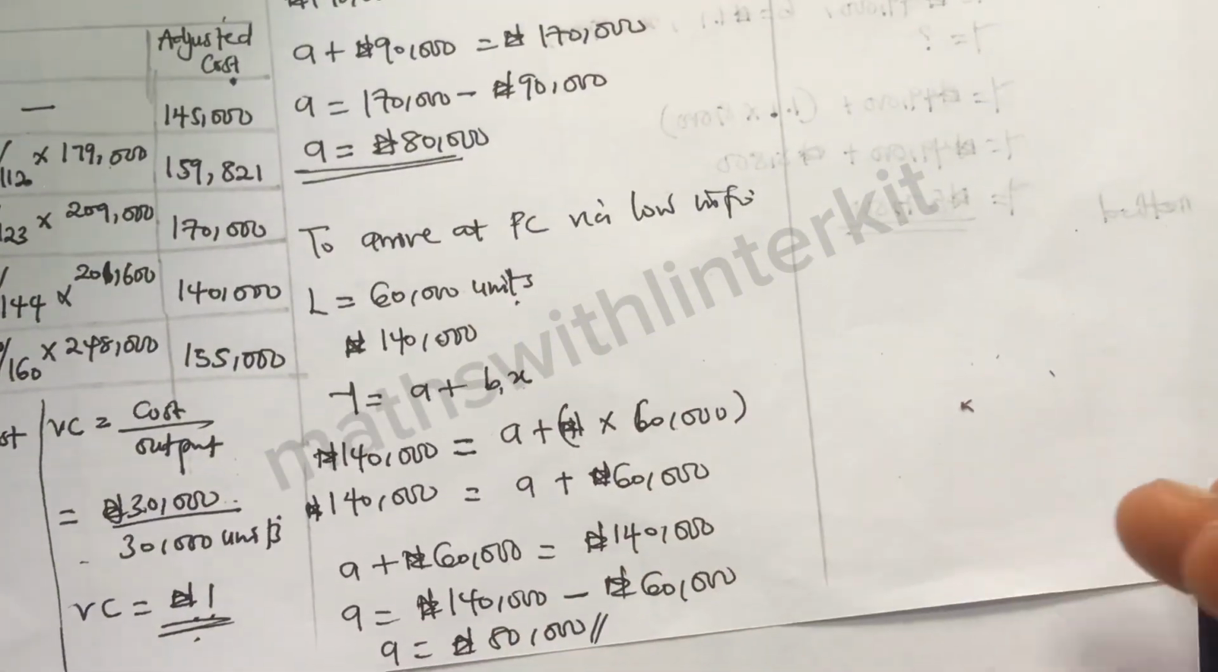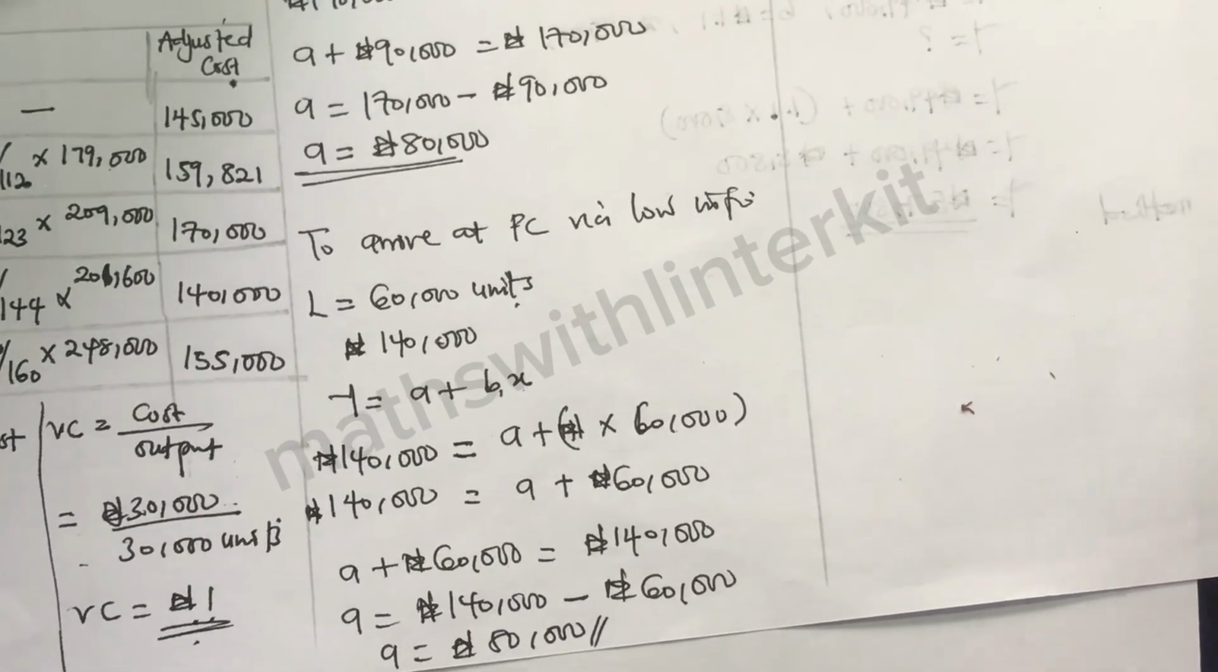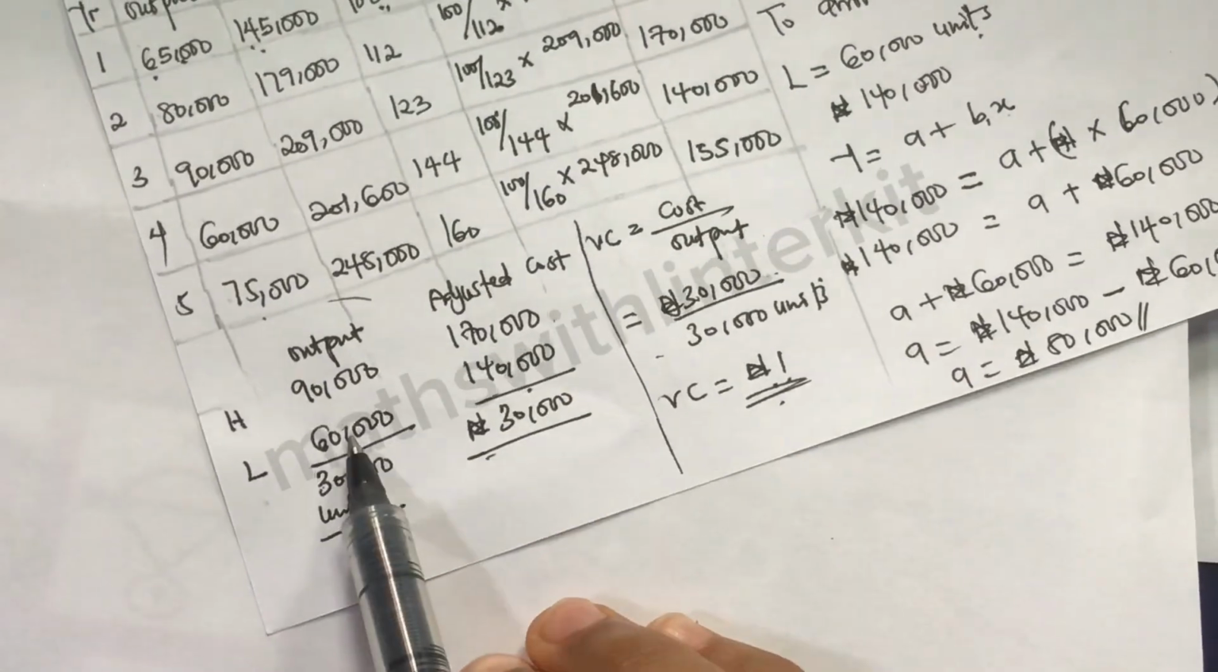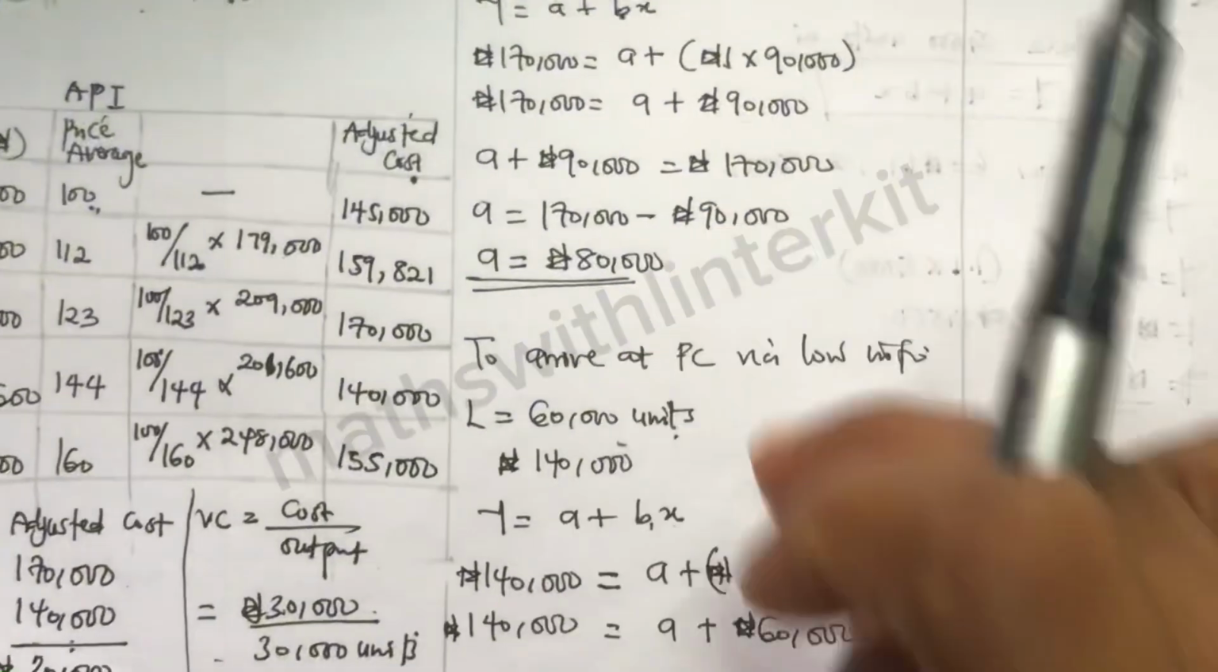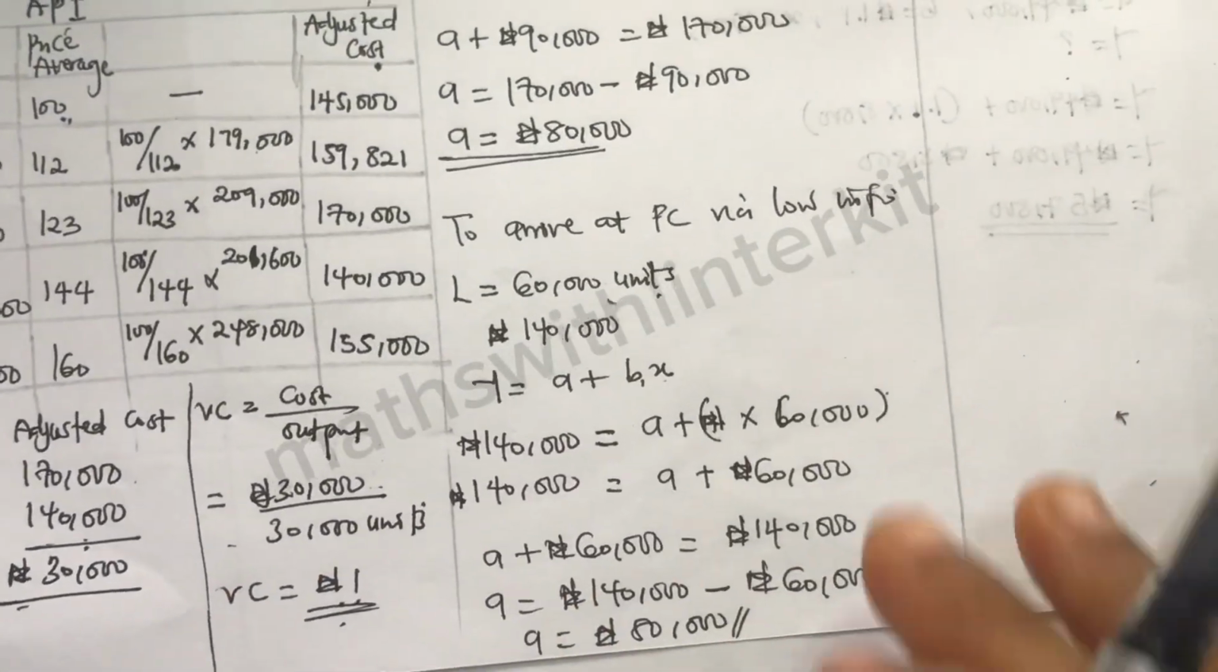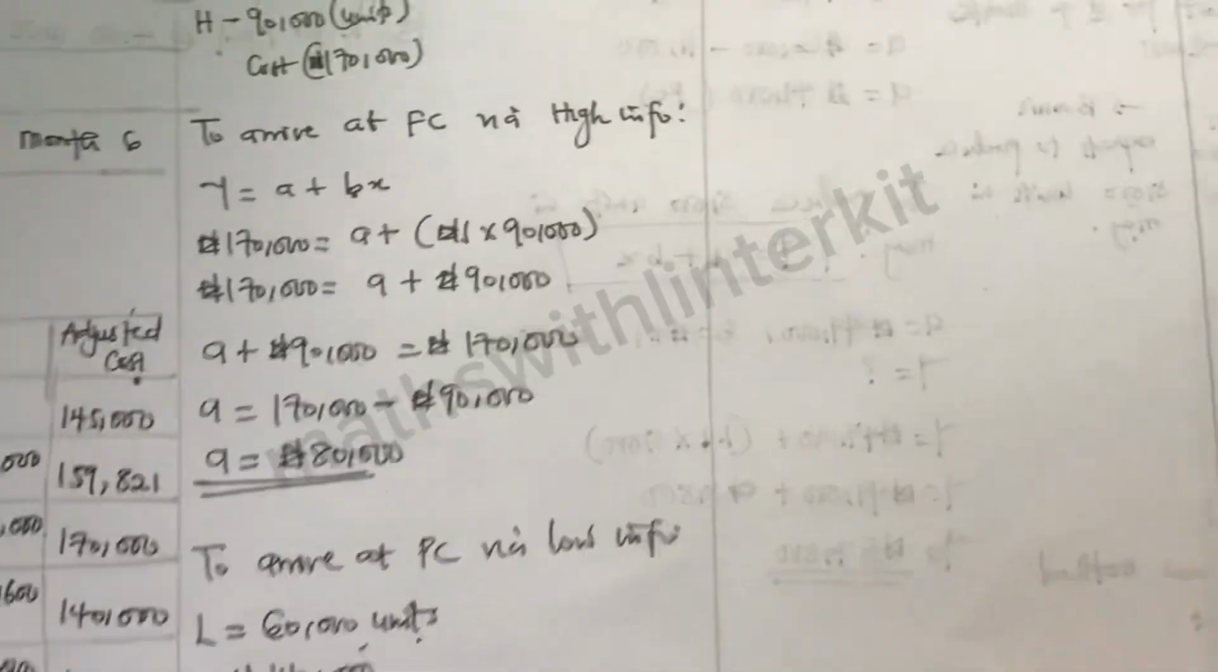So what I'm trying to pass across is that either you make use of the highest information or the lowest information, you're still going to arrive at the same answer. So whichever you want to use to arrive at your fixed cost is okay.